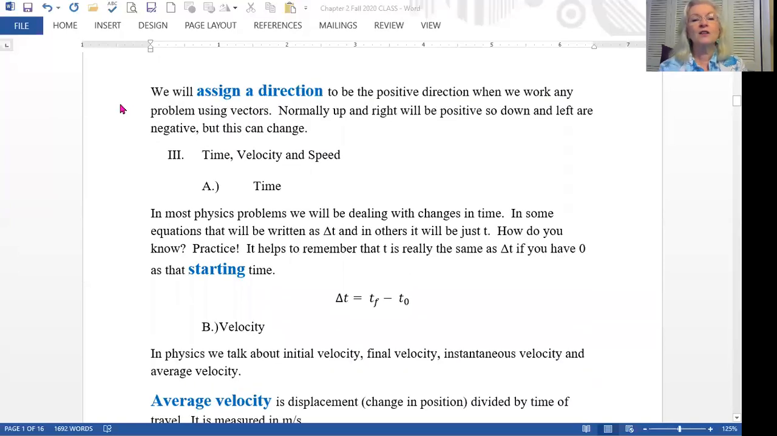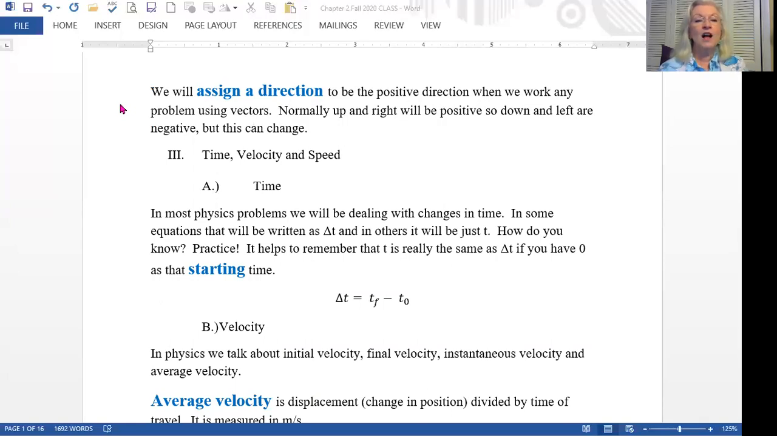So we will assign a direction to be positive or negative at the start of any problems that we work out that have vectors in them. And I will emphasize this over and over again. Normally we'll make up and to the right positive, but we don't have to. If everything's going down, I might make down the positive direction.